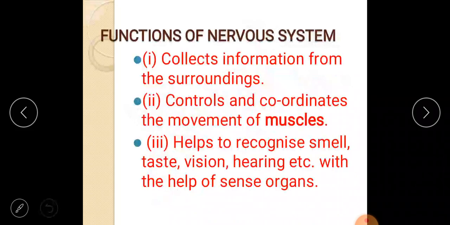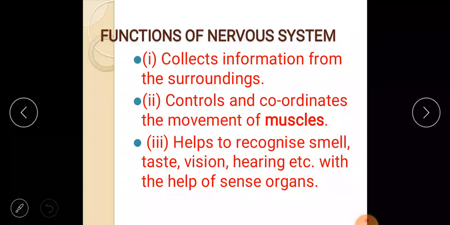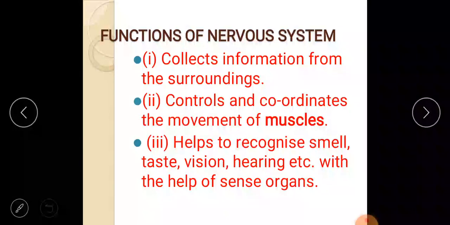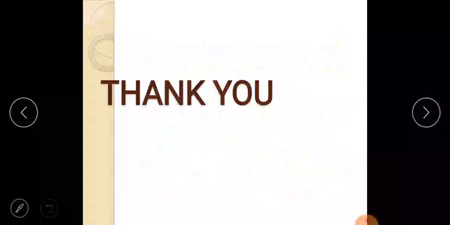Now, functions of the nervous system, especially. What does it do? It collects information from the surroundings. It controls and coordinates the movement of the muscles. It helps to recognize smell, taste, vision, hearing, etc., with the help of the sense organs.